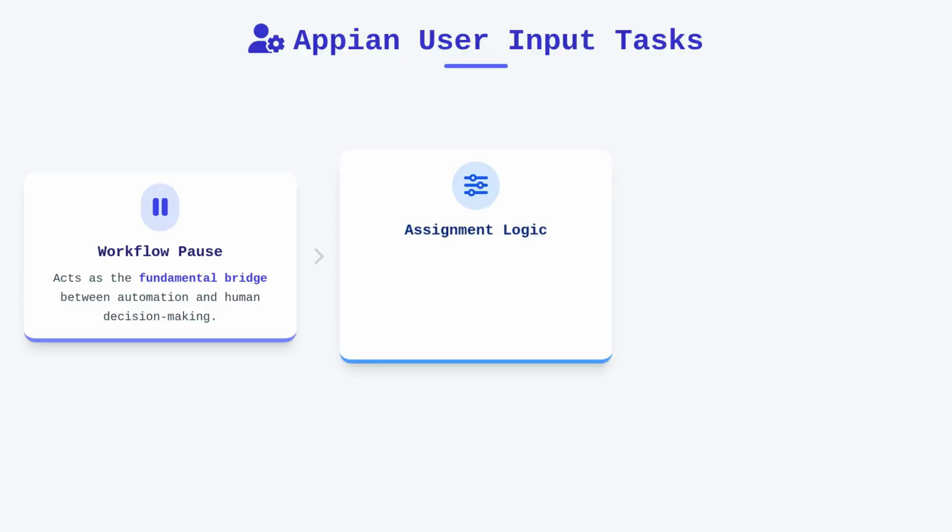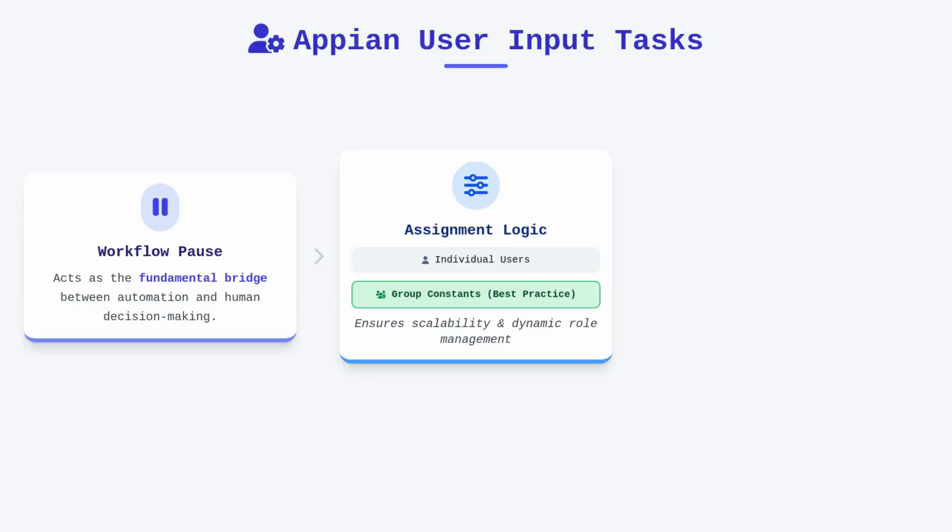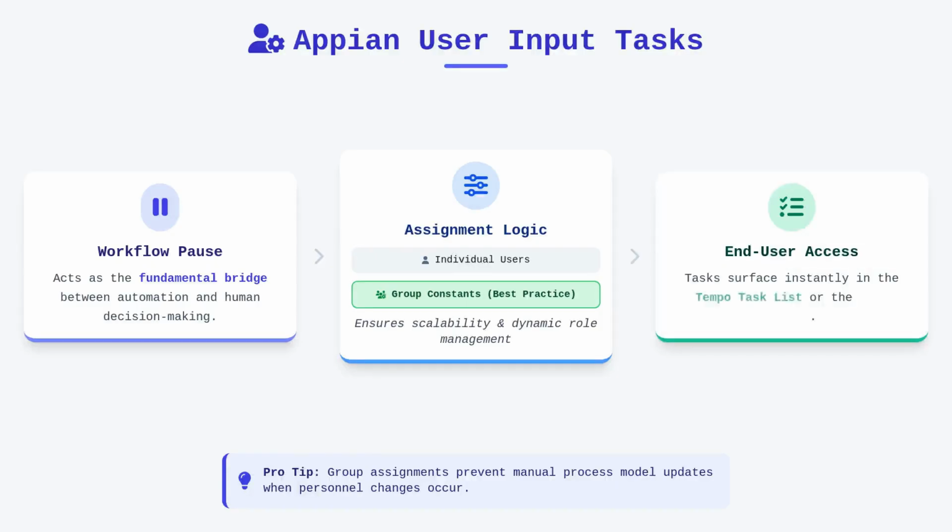Before a user can interact with this task, you must define the assignment configuration, which is arguably the most critical step in ensuring the process flows to the right person. You can assign tasks to individual users by their username or to groups through group constants, which is the preferred best practice for scalability. Assigning to a group allows you to maintain organizational roles dynamically without changing the process model every time personnel changes occur within your business department. Once assigned, these tasks appear directly in the user's tempo task list or the task portal, ready for action.